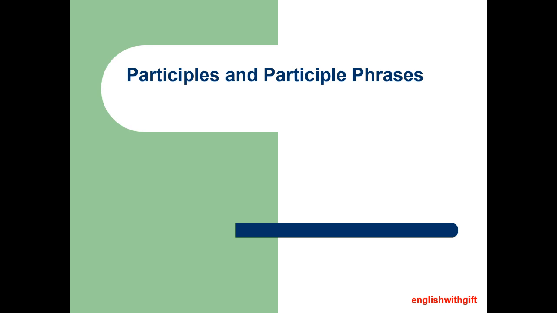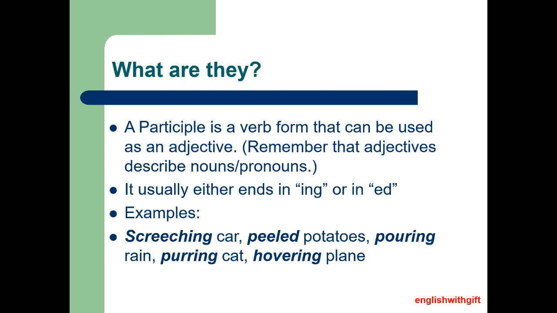I'd like to introduce you to participles and participial phrases. What are they? A participle is a verb form that can be used as an adjective. I like to remind you that an adjective is a word that gives us more information or describes a noun or a pronoun. It usually either ends in ing or ed.